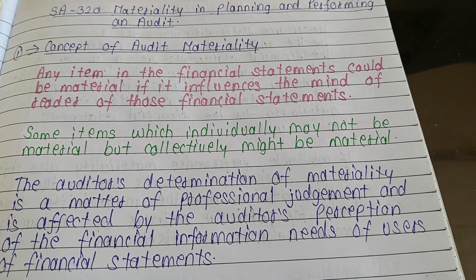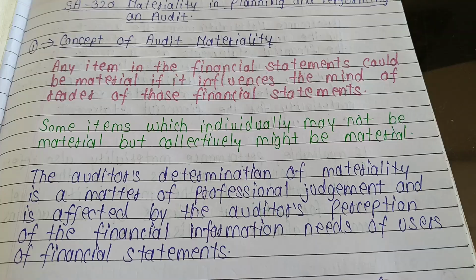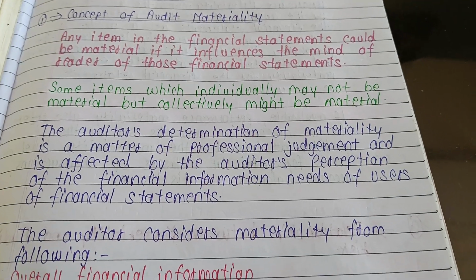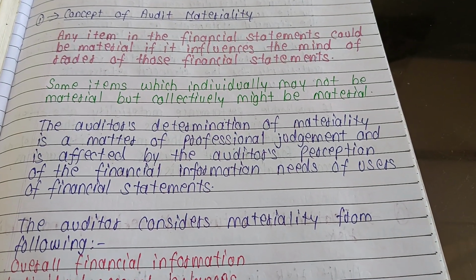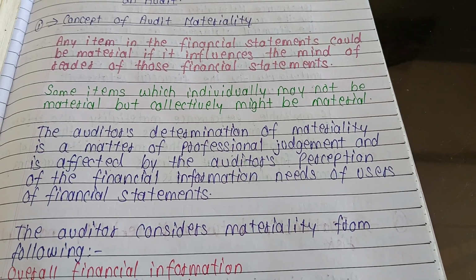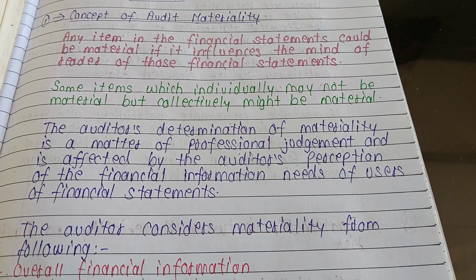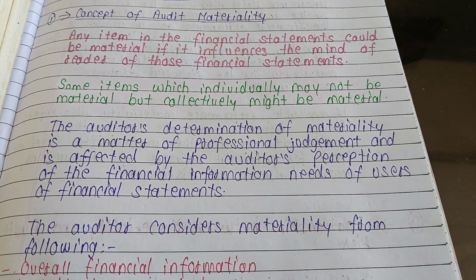Now, some items which individually may not be material but collectively they might be material. The auditor's determination of materiality is a matter of professional judgment and is affected by the auditor's perception of the financial information needs of the users of the financial statements.